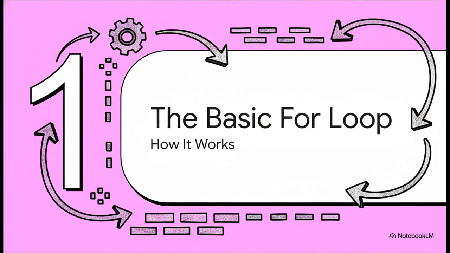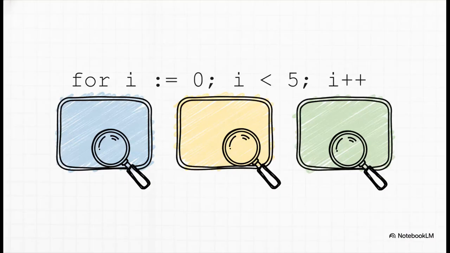Okay, let's get into it. We're going to break down the classic three-part for loop. You are going to see this structure everywhere in Go, and for a really good reason, it's just so incredibly versatile. And here it is, the standard three-part for loop. Now, I know it might look a little intimidating at first glance, but trust me, each of these three sections, the ones separated by the semicolons, has a very clear, very specific job. Let's take a look at each one.